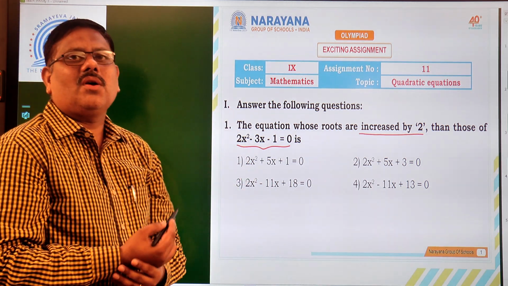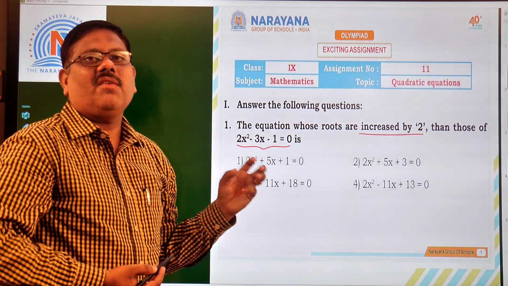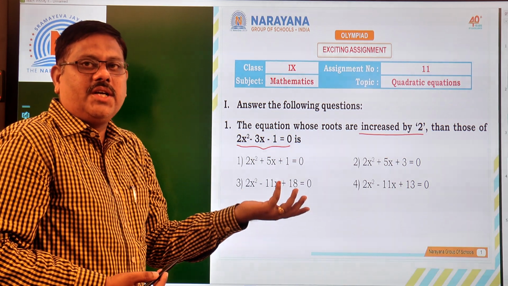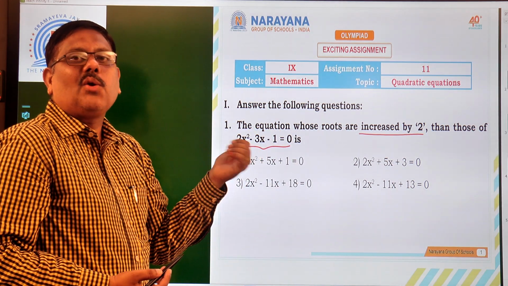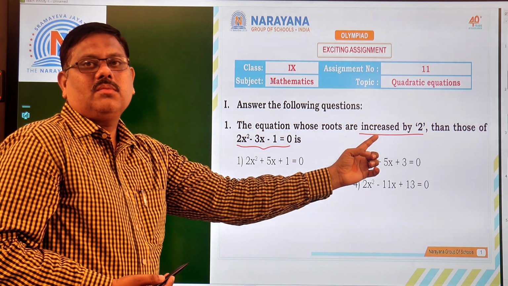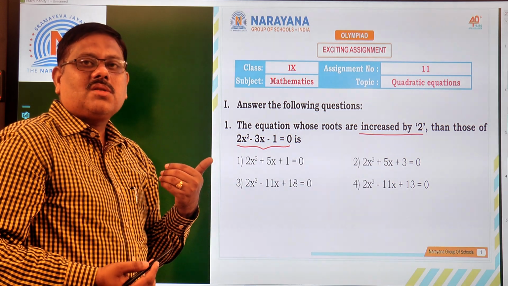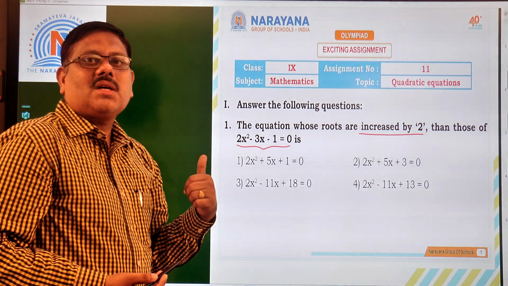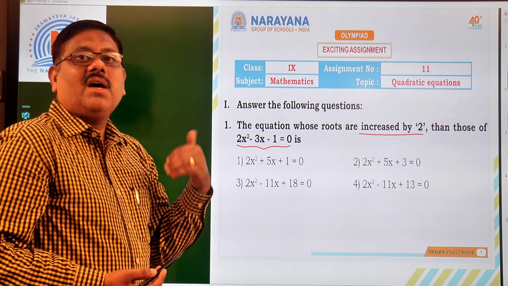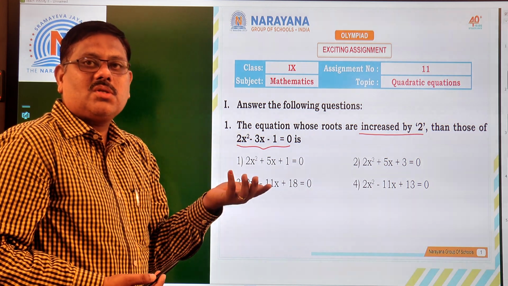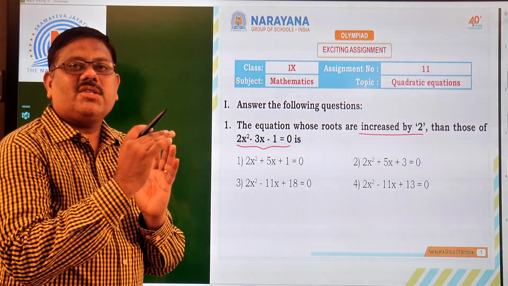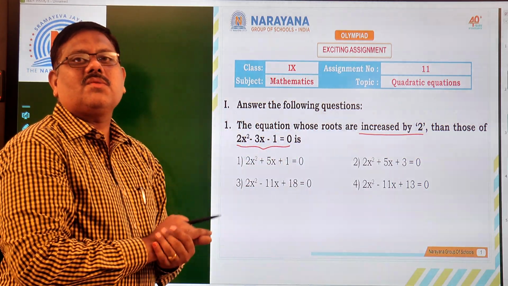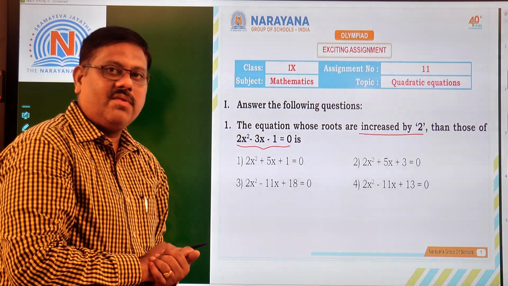So this concept is what we call as transformation of equations. Transformation means change. How the equation will change by certain changes in roots. Here roots are increased by 2. Sometimes we can decrease the roots. Sometimes we can multiply the roots with a constant. Sometimes we can divide the roots with another constant. Sometimes we can square the roots. Sometimes we can cube the roots. By doing that, the equation form will change. That is transformation. So this entire concept is what we call as transformation of quadratic equations.